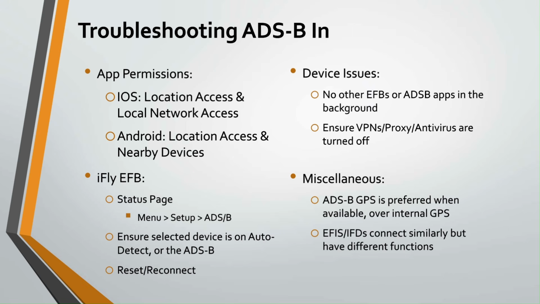Finally, a couple miscellaneous pieces of information. ADS-B GPS is always preferred over internal GPS whenever it is available. So if an ADS-B In has a good GPS connection and is transmitting that to iFly EFB, then iFly EFB will use that GPS source instead of the internal GPS on the device. EFIS and IFDs connect similarly like ADS-B Ins, but they have different functions and are out of scope for this video.